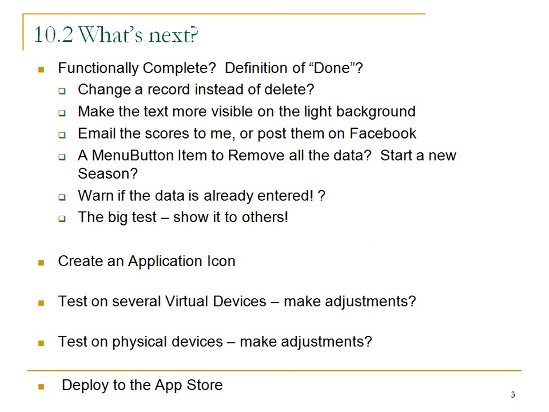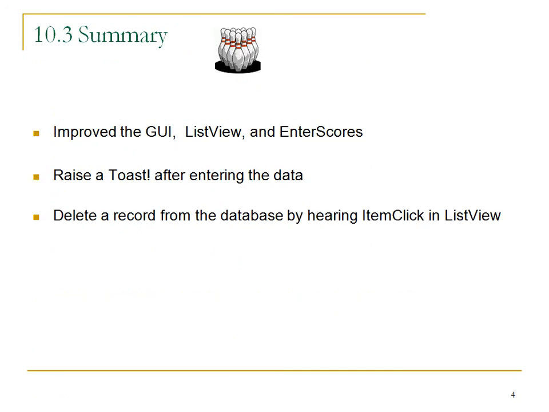So that's where we are right now. In this segment, we made some improvements to the user interface. The list view is a little bit better than it was. It's still not really, really good. And we improved enter scores just a little bit. We raised the toast after entering the data to let the user know that the numbers that they entered there were correctly put into the database. And we deleted a record from the database by hearing an item click in the list view.